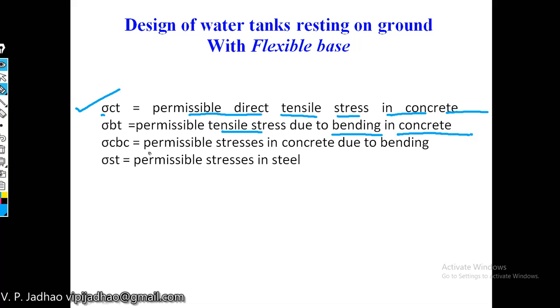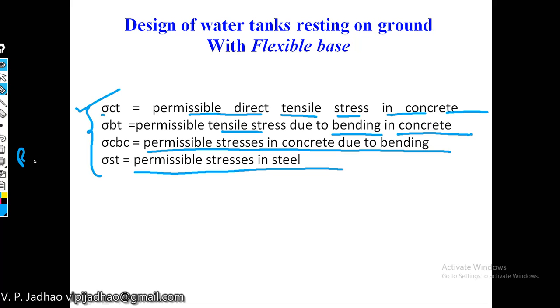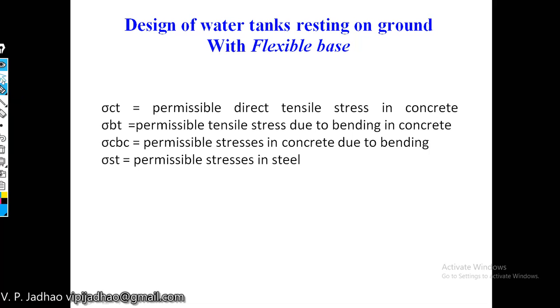Sigma cbc is the permissible stress in concrete due to bending, whereas sigma st is the permissible stress in the steel. All these terms are already covered in your RCC.